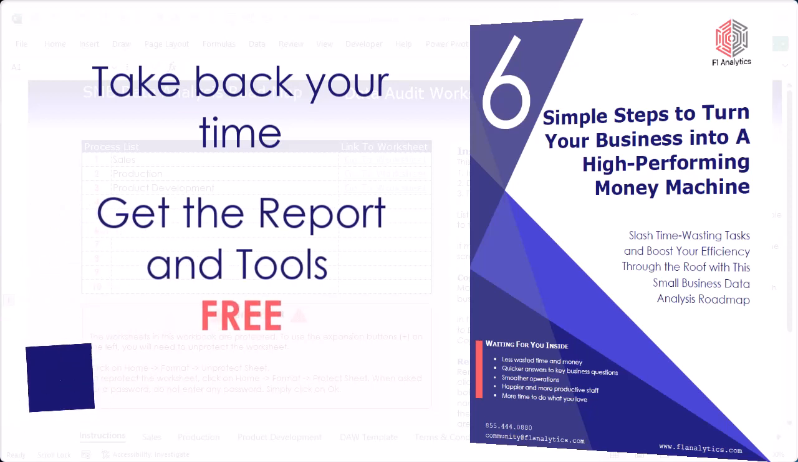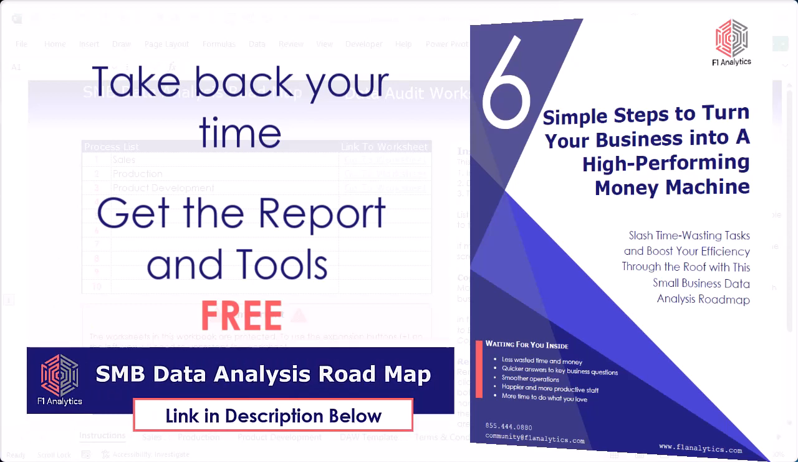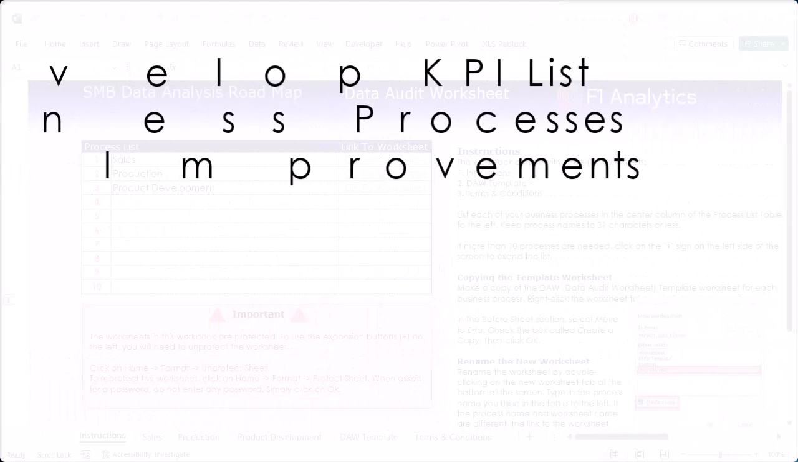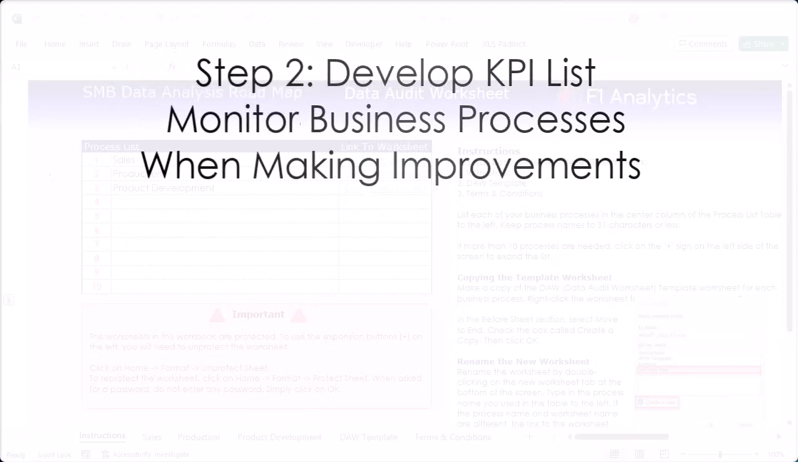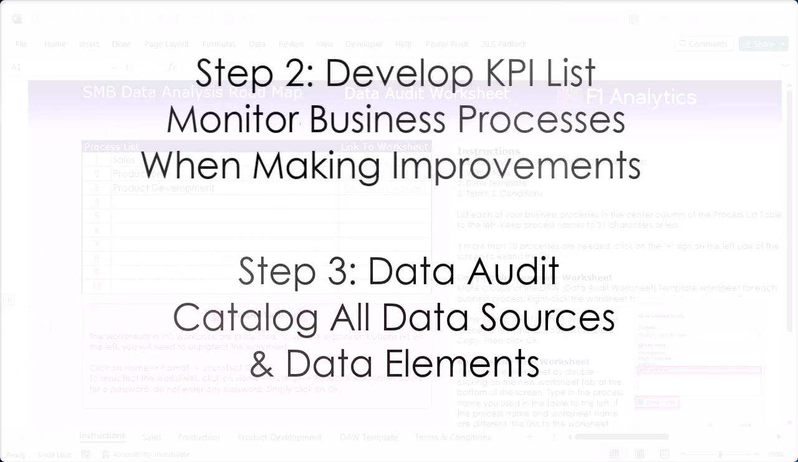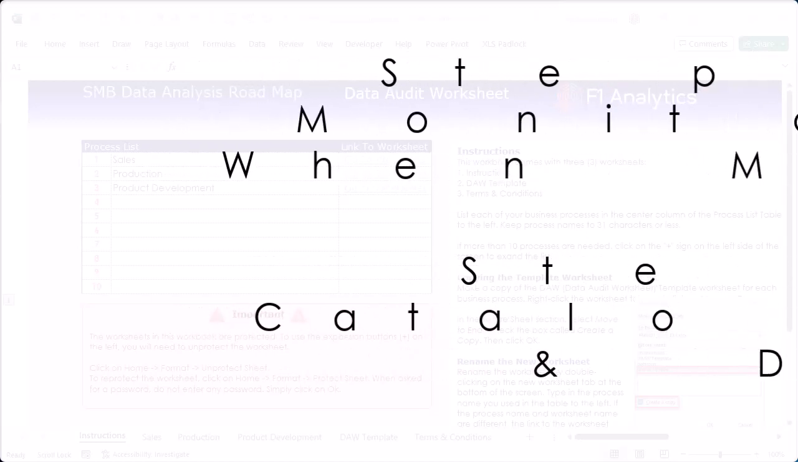Now let's go ahead and get into it. In the last video, we developed a short list of key performance indicators, or KPIs, that could be useful in monitoring your business processes when making quality improvements. In step 3, it's time to unleash your inner superpower and pull together a list of all the data sources and data elements you have available for capturing and calculating these KPIs. After all, KPIs are designed to provide you with really useful information, but if you don't have the data available to calculate the metric, then it won't help you much.